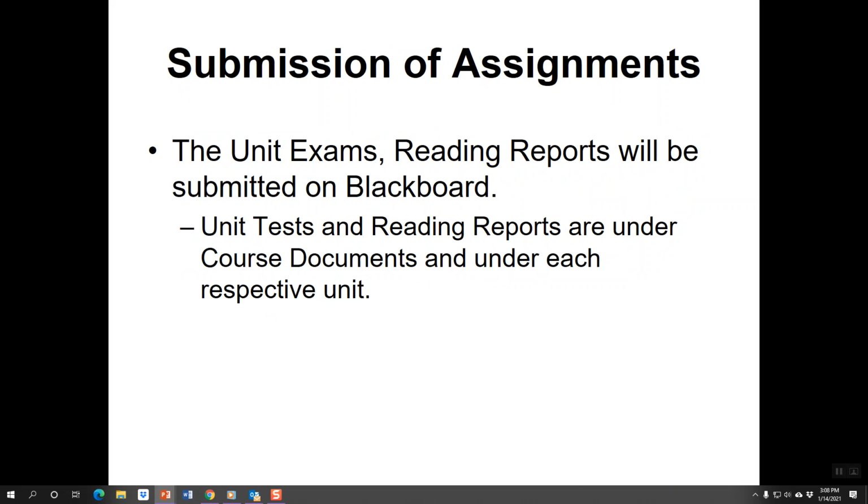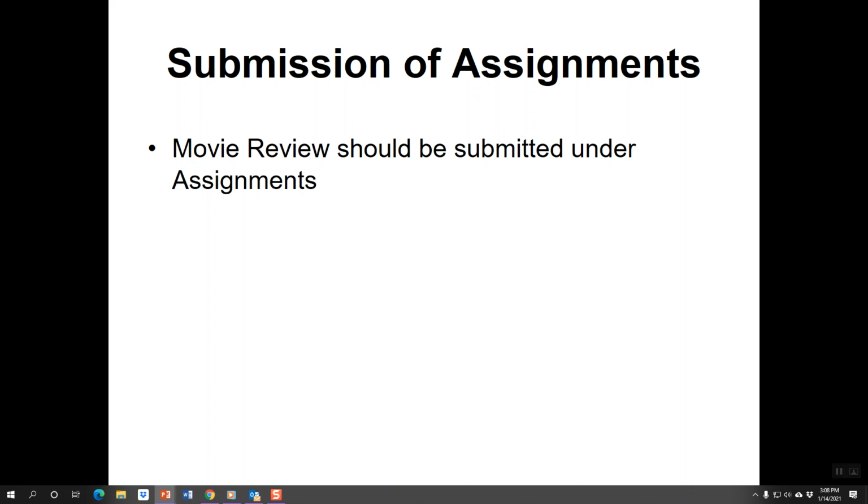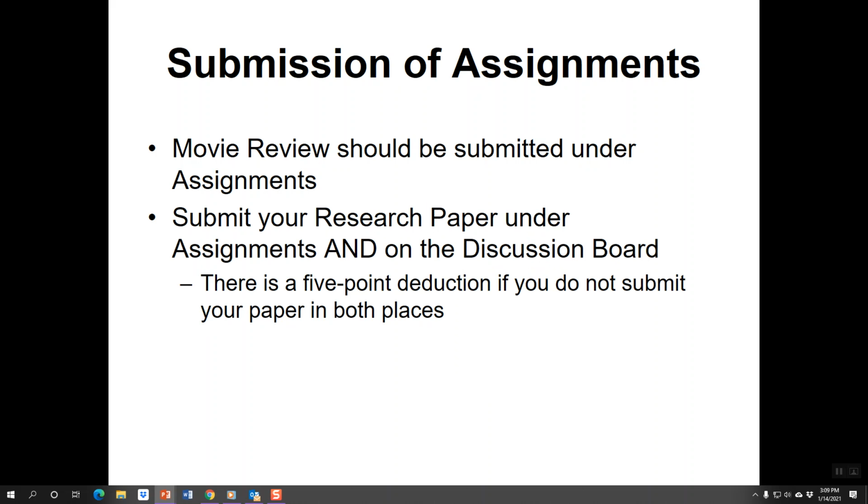The unit exams and reading reports will be submitted on Blackboard. Unit tests and reading reports are under course documents. They're under each respective unit. The movie review should be submitted under assignments. You'll see in your left margin a link to assignments. When you open that, you'll find the place where you submit your movie review.